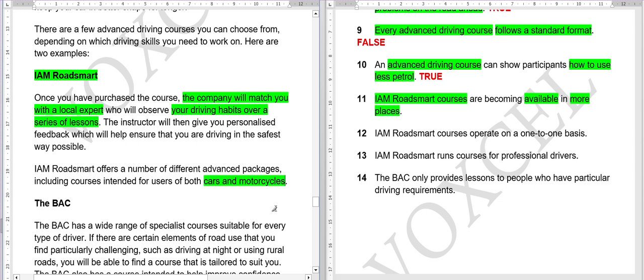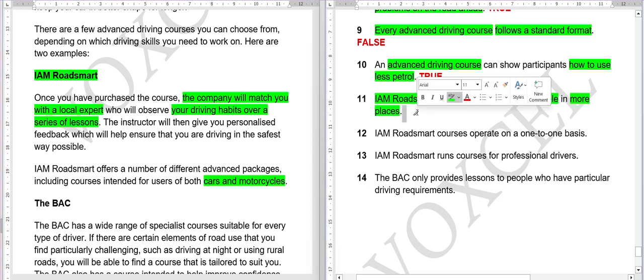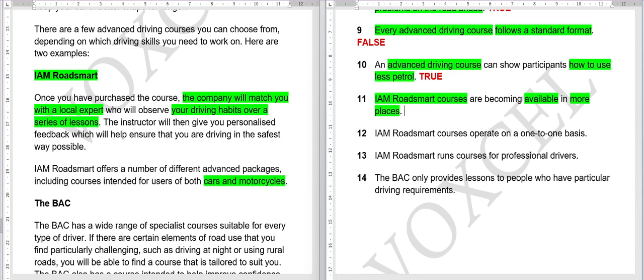Okay, so that's it for the road smart. Now you have to tell me whether the information is true, false, or not given. The time starts now. Okay, time's up. And the answer to the 11th question is not given.